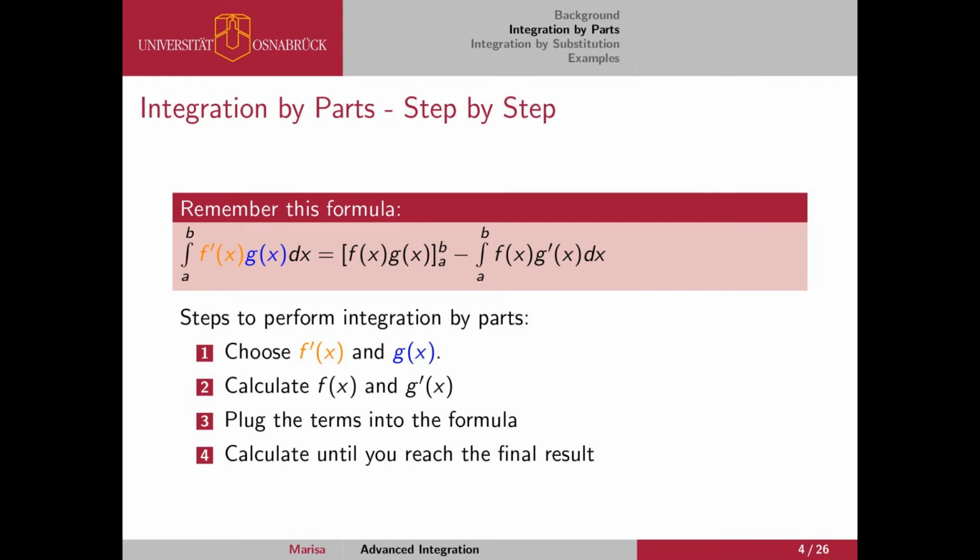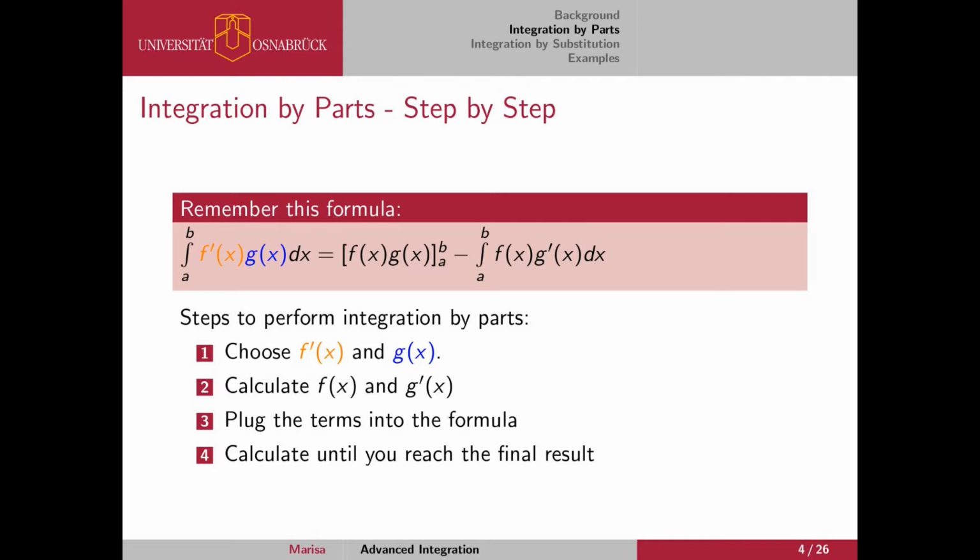We will walk through integration by parts step by step. The formula you just saw is written above in the red box. The left side is always where we start off when we get a task with an integral. So we have an integral of the product of two functions. In the first step, we need to choose which one of them is f prime of x and which one is g of x. This is the base for the further calculation.